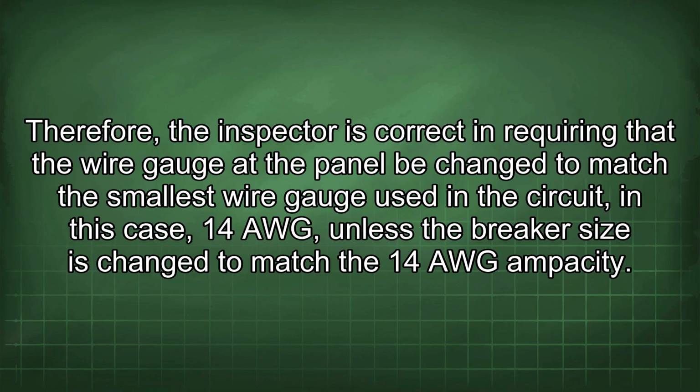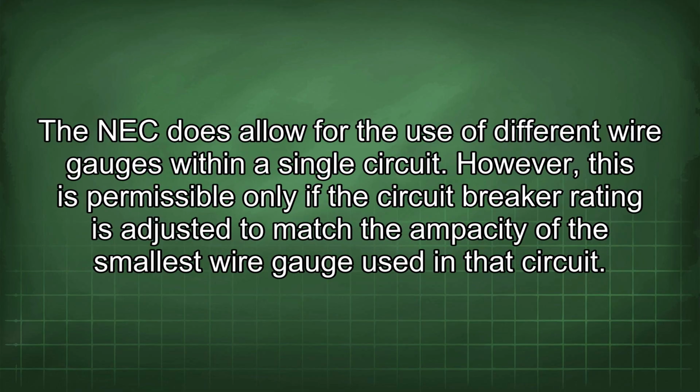Therefore, the inspector is correct in requiring that the wire gauge at the panel be changed to match the smallest wire gauge used in the circuit, in this case 14 AWG, unless the breaker size is changed to match the 14 AWG ampacity. The NEC does allow for the use of different wire gauges within a single circuit. However, this is permissible only if the circuit breaker rating is adjusted to match the ampacity of the smallest wire gauge used in that circuit.